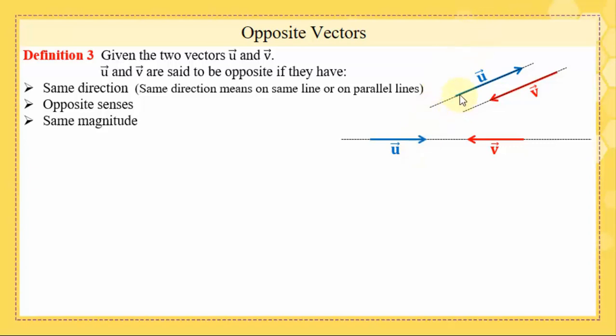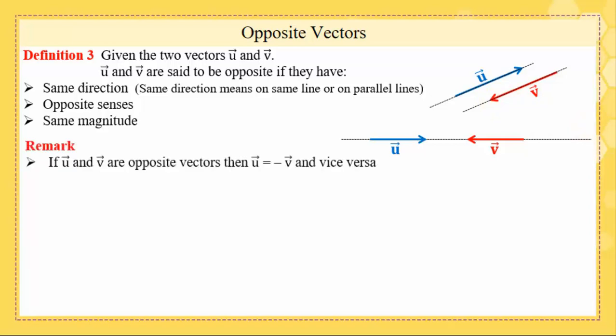Vector U is going to the right, while vector V is going to the left. In the other figure, here you have vector U, and here you have vector V. They are on parallel lines, so they have the same direction. They also have the same magnitude, but they have opposite senses. Remark: if U and V are opposite vectors, then U vector is equal to minus V vector and vice versa.